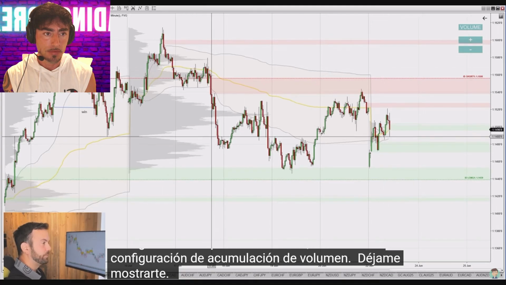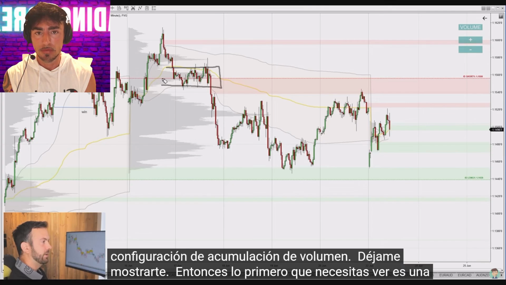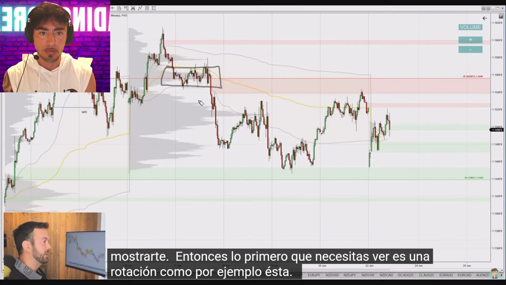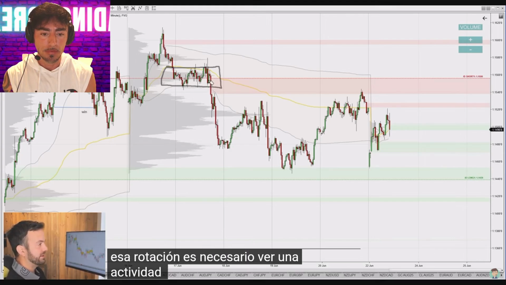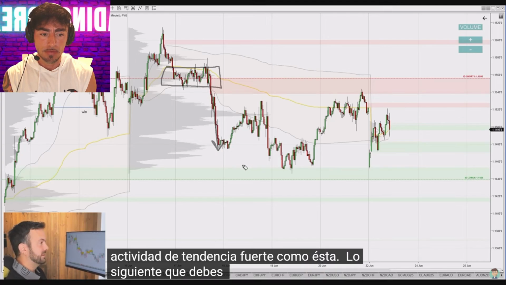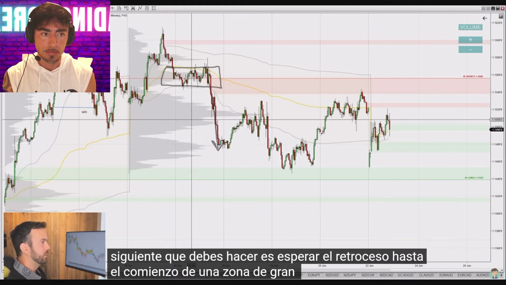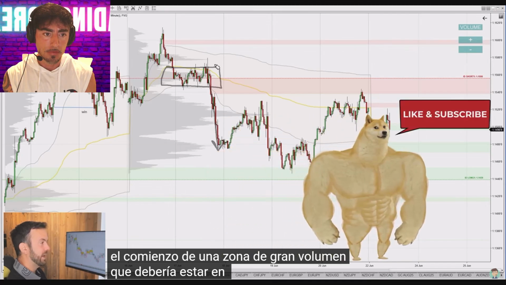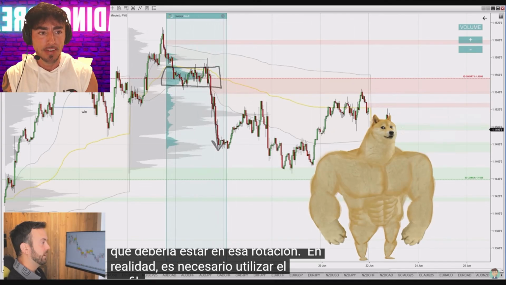Let me show you. So first, what you need to see is a rotation, like for example this one. From that rotation, you need to see a strong trend activity, like this one. What you do next is you wait for the pullback to the beginning of a heavy volume zone, which should be in that rotation. So you actually need to use the volume profile like this.